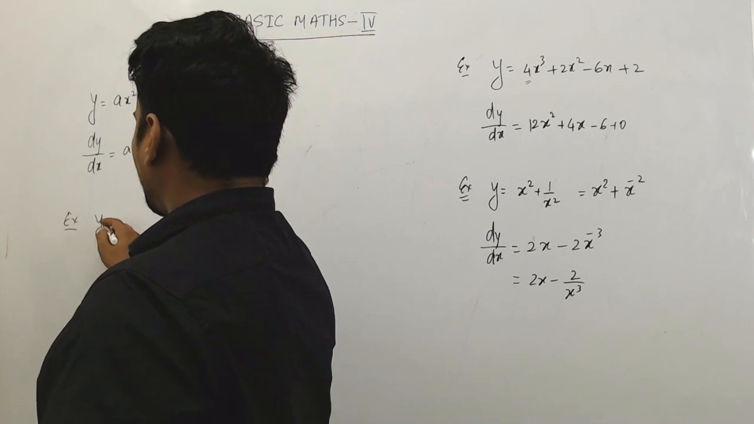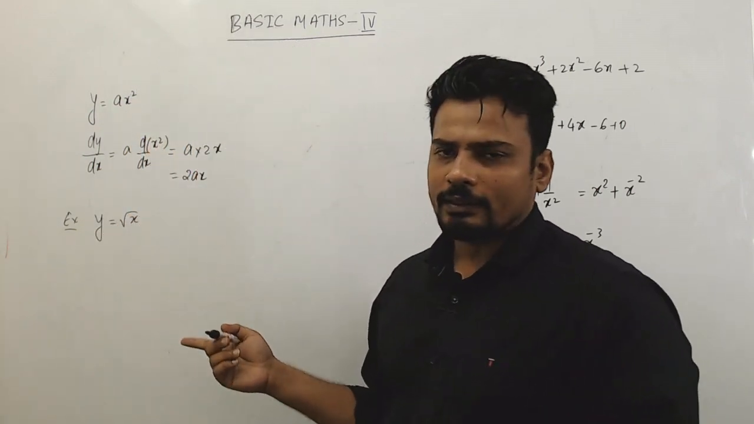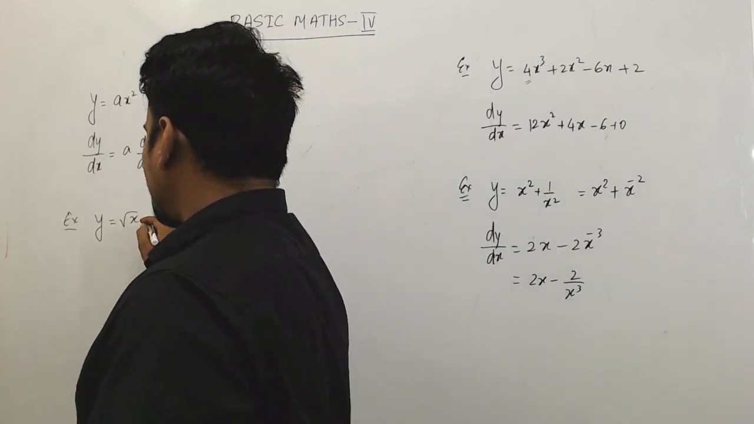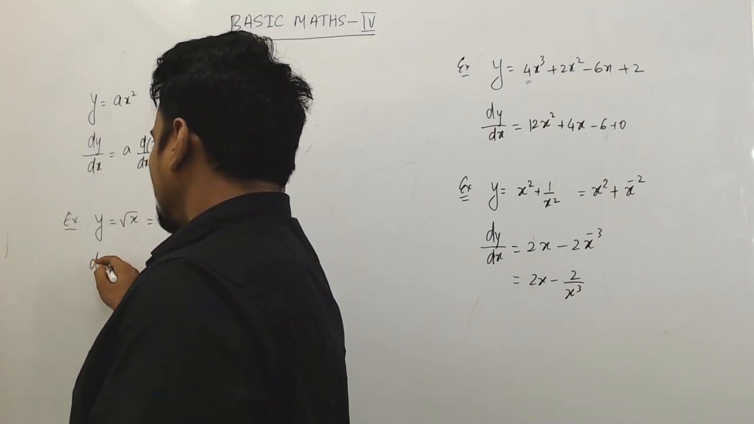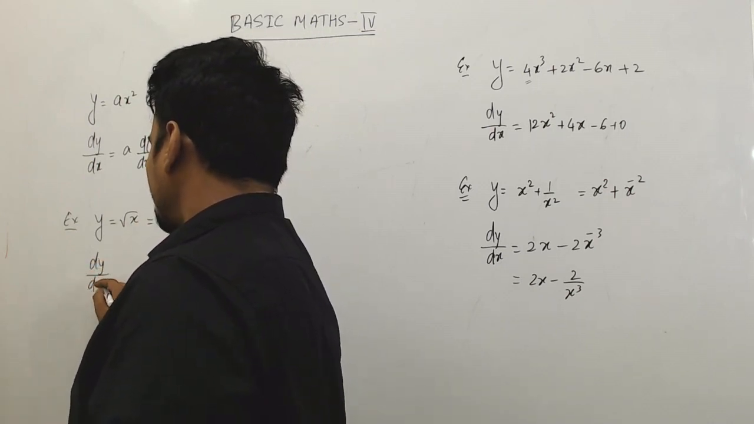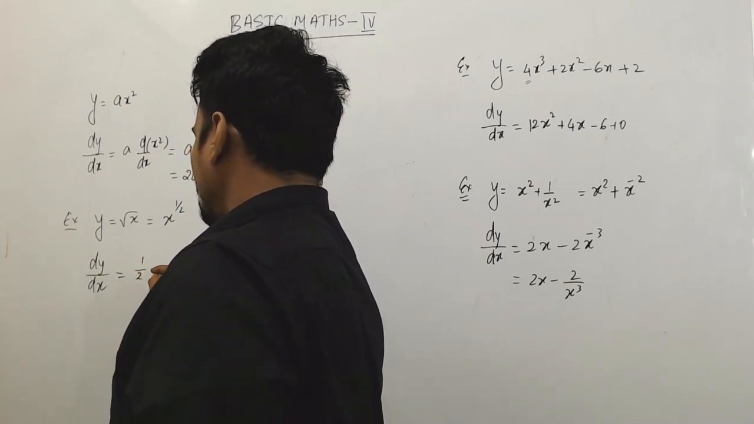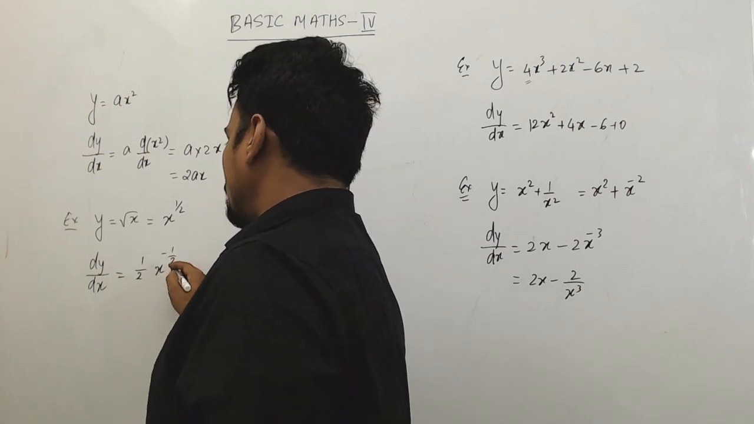If I say y is equal to root of x, because this is commonly used. This is something which you will get quite often. In that case, this could also be written as what? x to the power of 1 by 2, without any hesitation. So dy upon dx should be 1 upon 2, x to the power of 1 upon 2 minus 1, that's minus 1 upon 2.